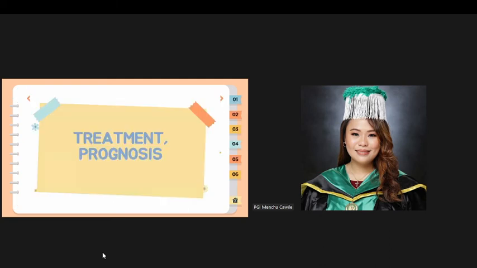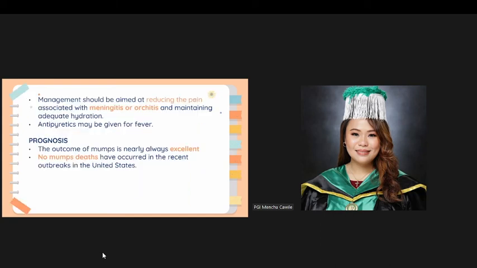For the treatment and prognosis, management should be aimed at reducing the pain associated with meningitis or orchitis and maintaining adequate hydration. Antipyretics may be given for fever. However, there are no specific therapeutics available for mumps. For the prognosis, the outcome of mumps is nearly always excellent, even when the disease is complicated by encephalitis, although fatal cases from CNS involvement or myocarditis have been reported. There are no deaths that have occurred in the recent outbreaks in the US.